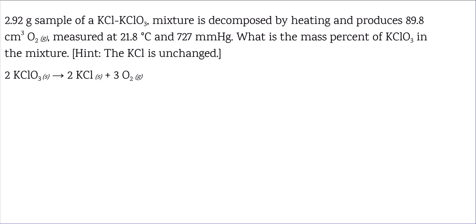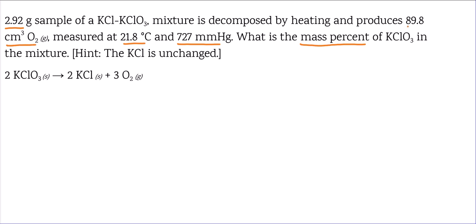A 2.92 gram sample of a potassium chloride, potassium chlorate mixture is decomposed by heating, and it produces 89.8 cubic centimeters of oxygen. This has been measured at 21.8 degrees Celsius and a pressure of 727 millimeters of mercury. What is the mass percent of potassium chlorate in the mixture? Our hint is that the potassium chlorate is unchanged.